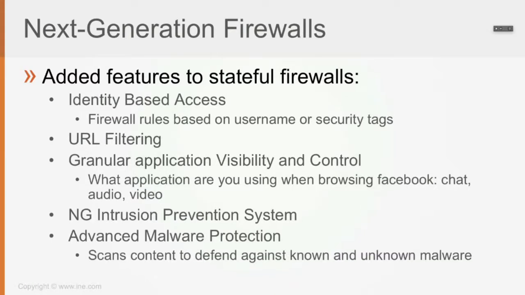They also have next generation IPS, which on a regular firewall is just regular IPS. I'm going to speak about this later on. And also what is known as, if we speak about Cisco, advanced malware protection. Other vendors name it some other way. What AMP does with Cisco, it scans content flowing to the router back and forth, like SMTP attachments or email or web attachments, for example. It scans content to defend against known and unknown malware.